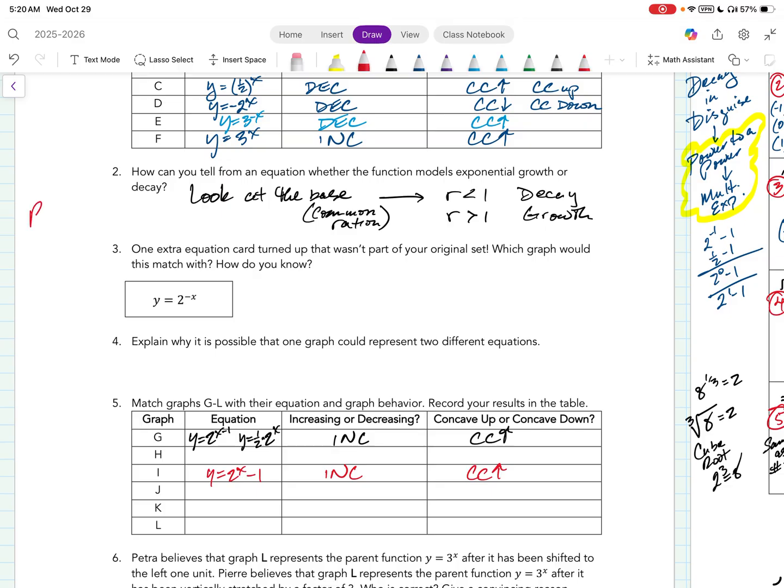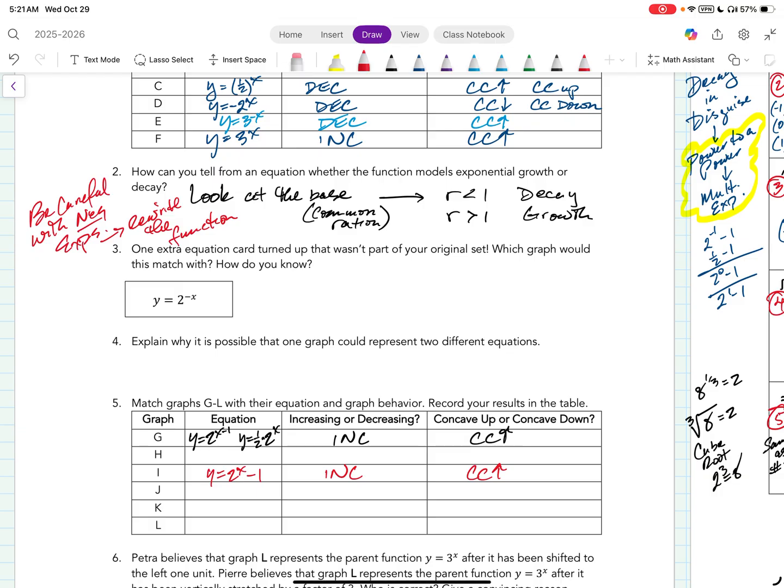So let's make a note over here. So be careful with negative exponents. Okay, always rewrite your function. Okay, and it says one extra equation card turned up that wasn't part of the original set. All right, which would that be, or which graph would this match with? How do you know? Well, let me see.